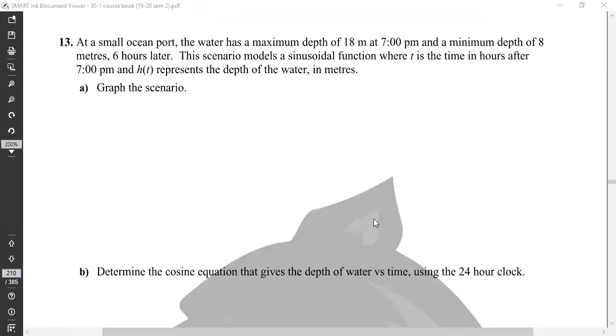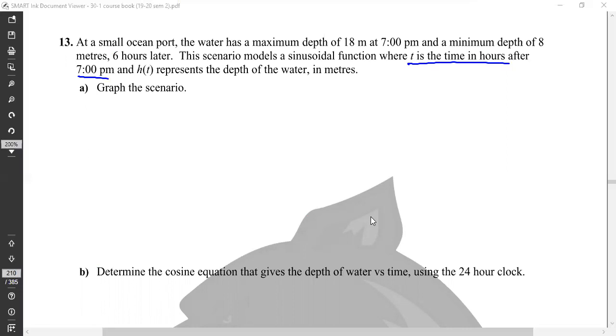Number 13. In a small ocean port, water has a maximum depth of 18 meters at 7 o'clock p.m. and minimum depth of 8 meters 6 hours later. The scenario models a sinusoidal function where t is your time in hours after 7 p.m. That's kind of a critical part to this. So your clock starts, time 0 is at 7 p.m. We have a maximum depth of 18 meters at that time.